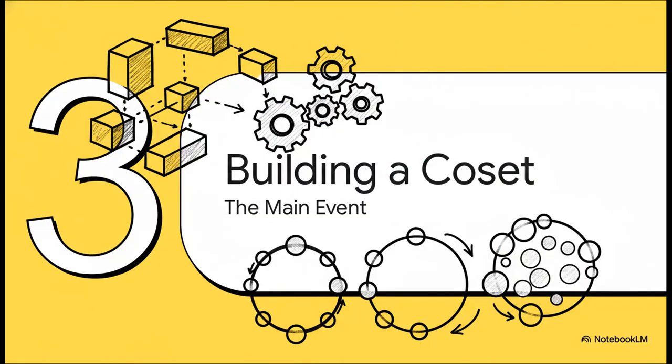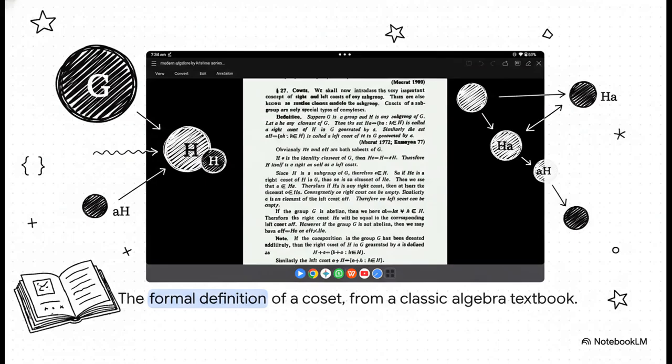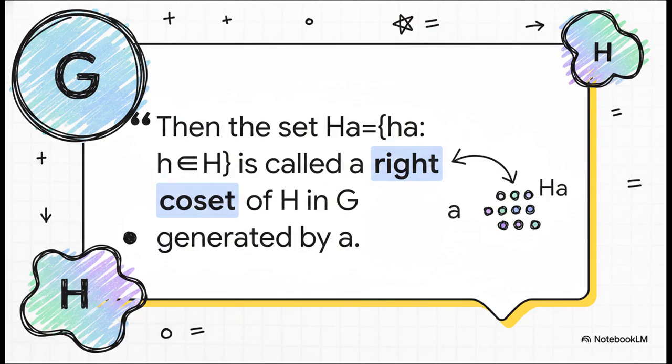It's definitely part of the library, yeah, but it's also its own complete little world that follows all the same rules. All right, so we've got our group and we've got our subgroup. The foundation is set. Now for the main event. Let's actually build a coset. And for this, we're going straight to the source. This right here, this is the formal definition pulled from a classic algebra textbook. This is where the idea is officially born. Let's zoom in on the most important part.